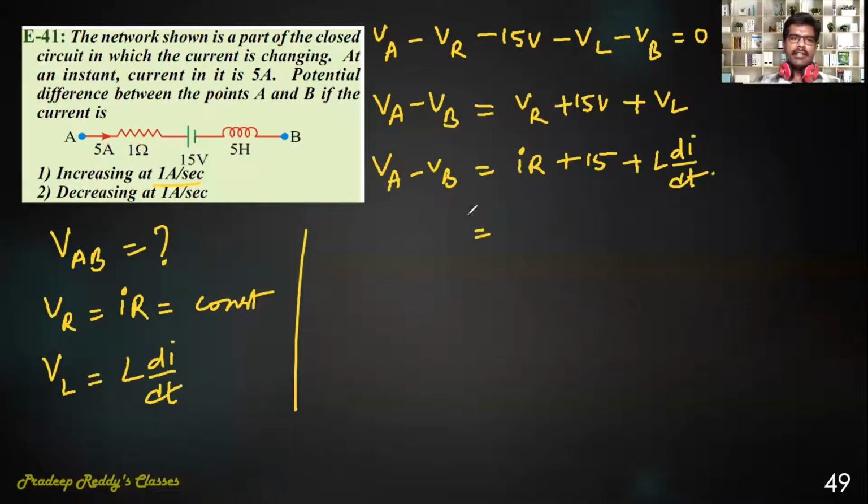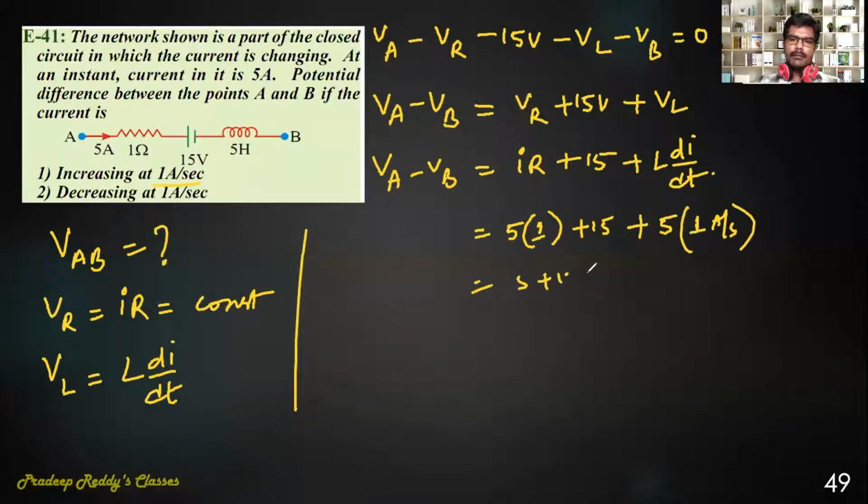What is resistance here? Current in the circuit is 5. Sorry, resistance is 1 ohm, plus 15, plus L, the inductance, which is 5 Henry. What is the variable current passing in the circuit? It is 1 ampere. This is equal to 5 plus 15 plus 5, which is equal to 25 volt. This is VA minus VB.